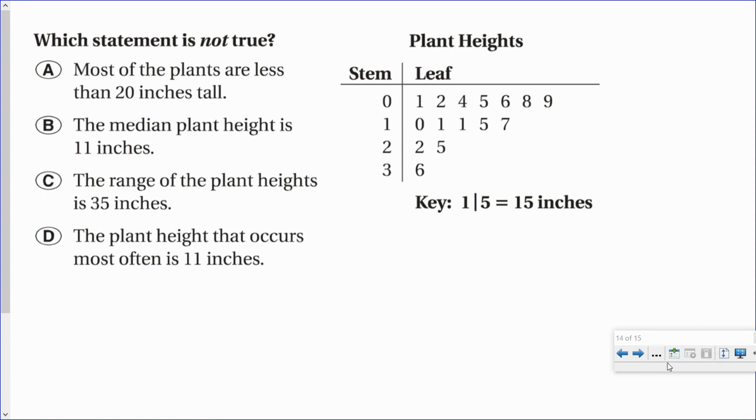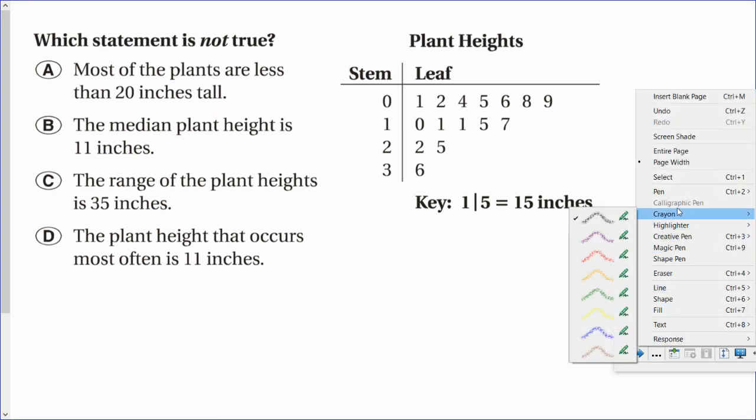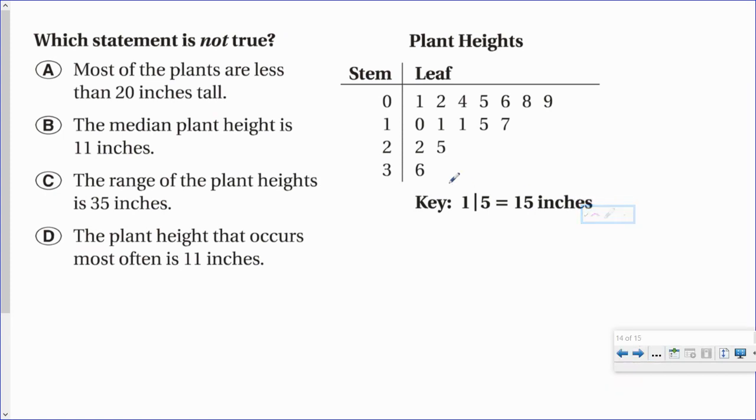Well, if I were to draw a line, is it not true that most of them are less than 20? I think it looks like a lot of them are under 20. So I'm going to say, don't think so.